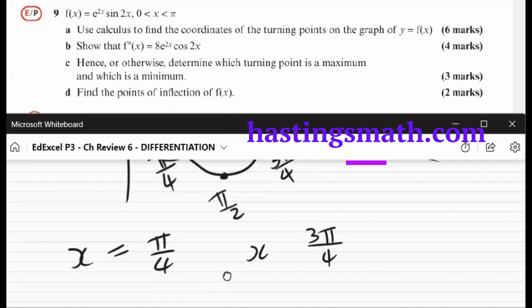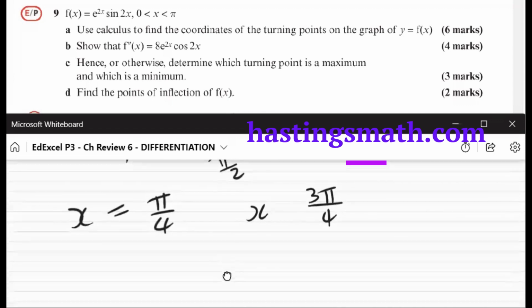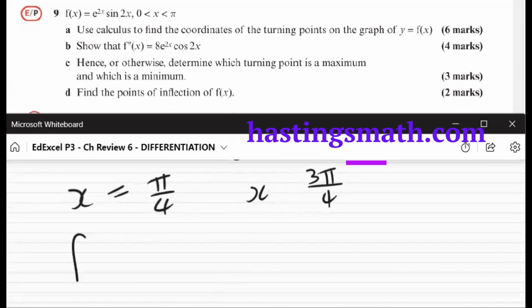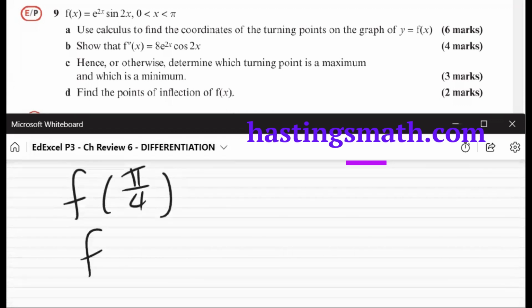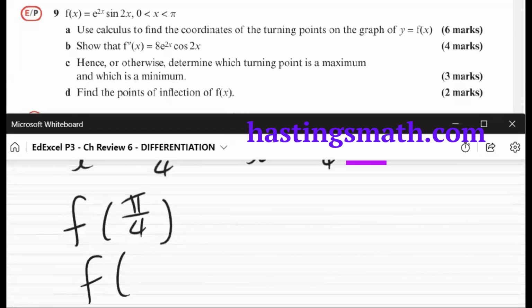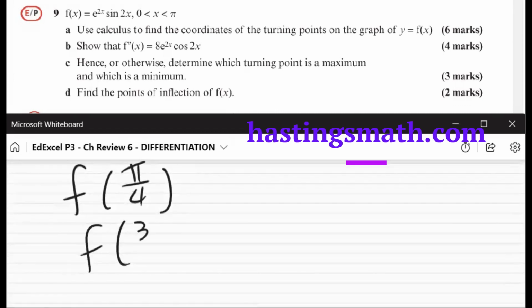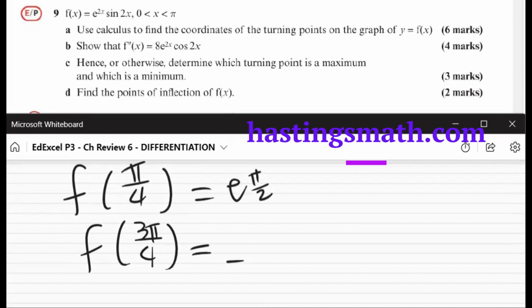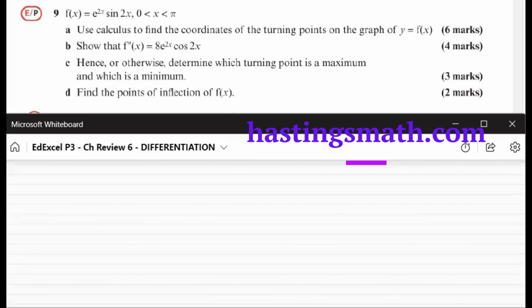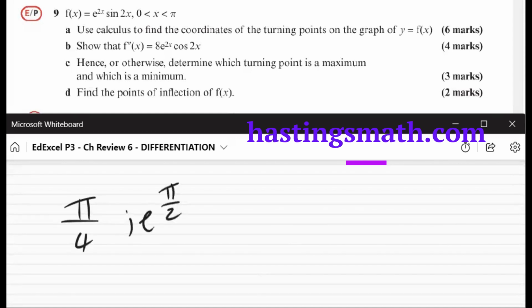And it's asked for the actual points of inflection. So we sub that into the original graph, f of x. We find f of pi over 4 and f of 3 pi over 4. That should equal pi over 4, e^(pi/2), and negative e^(3pi/2). So to answer the question properly, our final answer is that we're going to have 2 points of inflection. That's one, and this is another one.